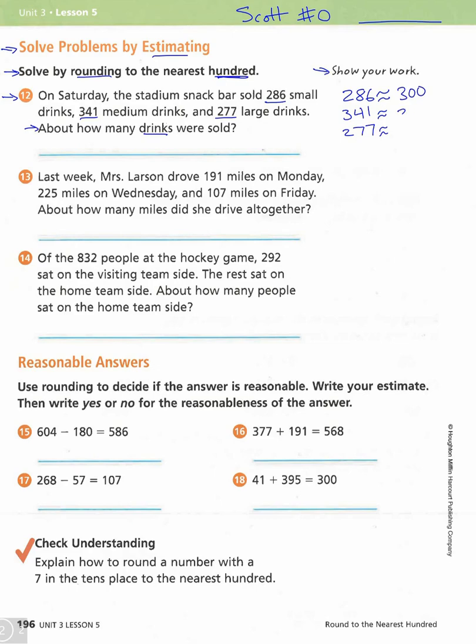341 rounds to 300. And 277 also rounds to 300. So you can see how much easier it is to add 300 plus 300 plus 300, because really all we're doing is the zeros all stay the same when we add these together. And then 369. So about how many drinks? We would say about 900 drinks. That's our label.